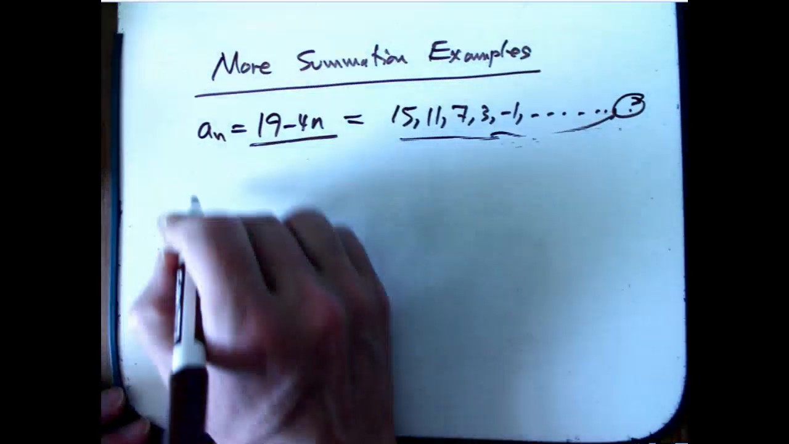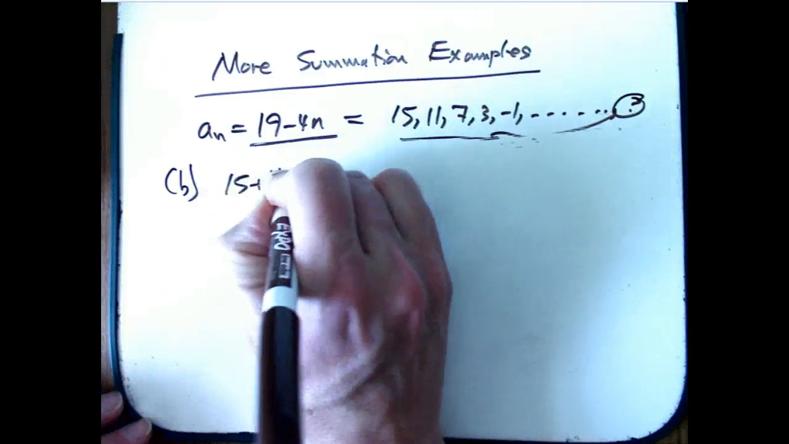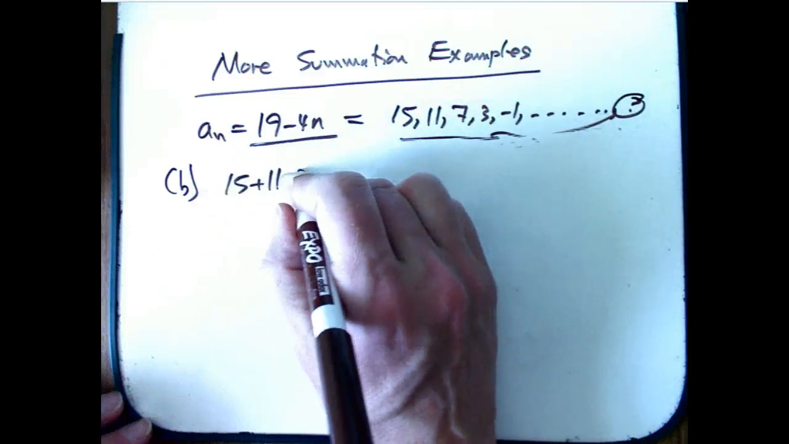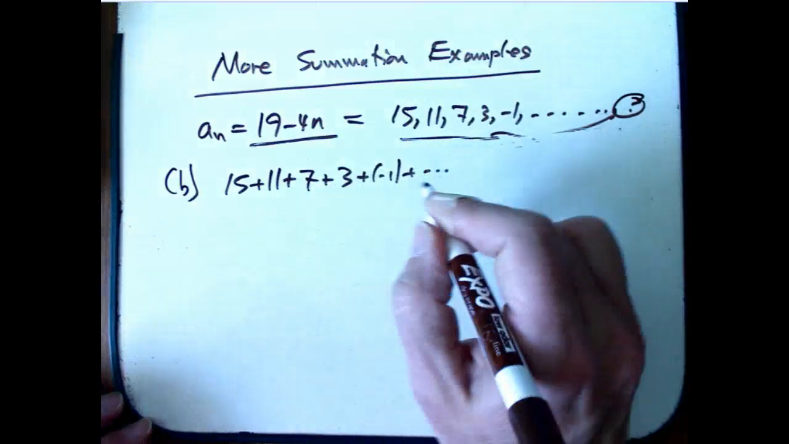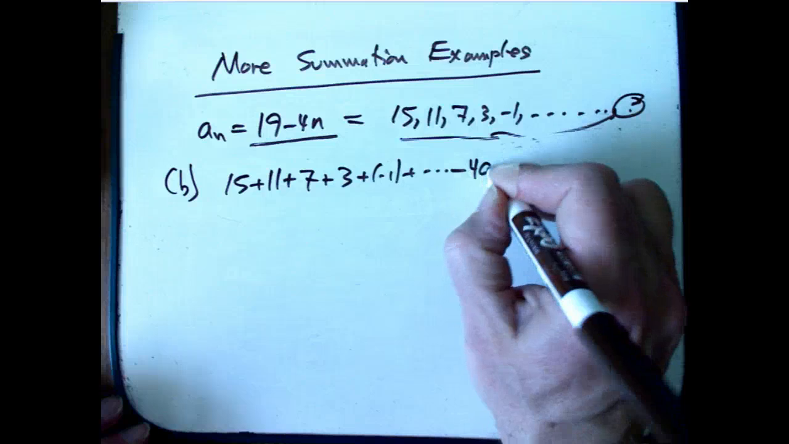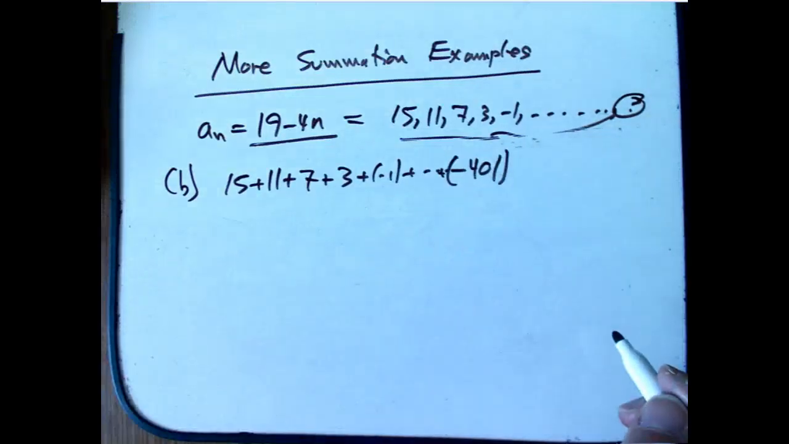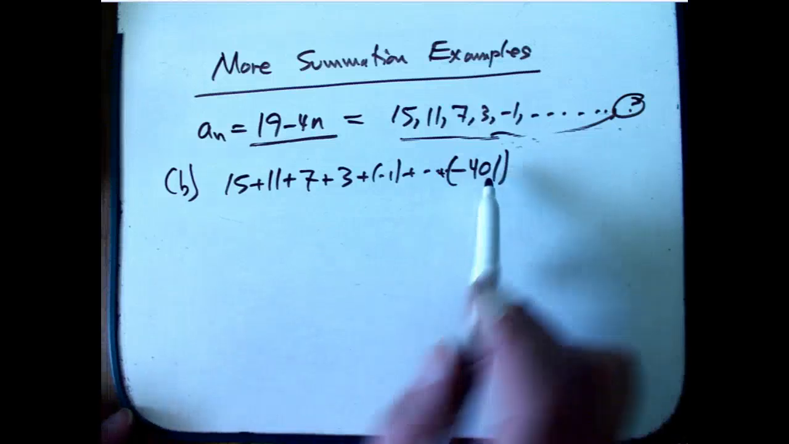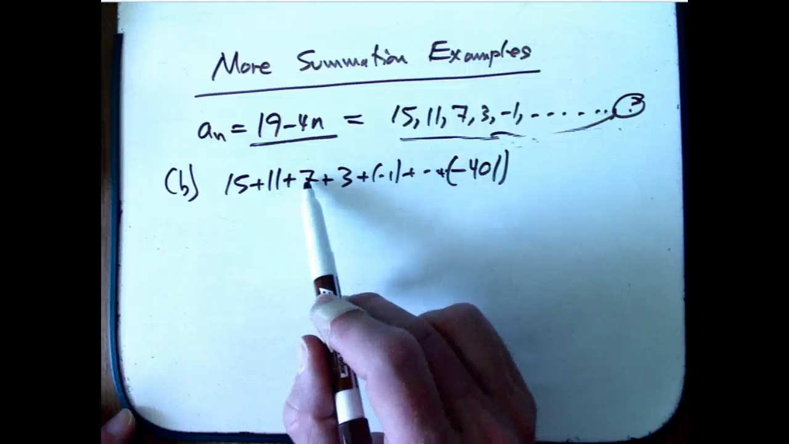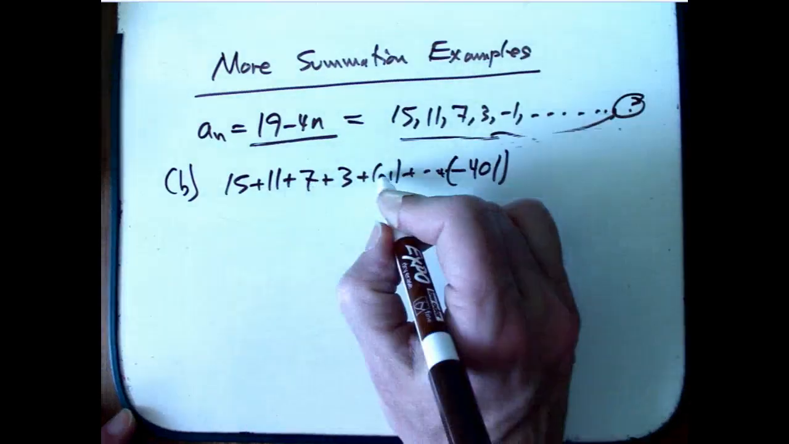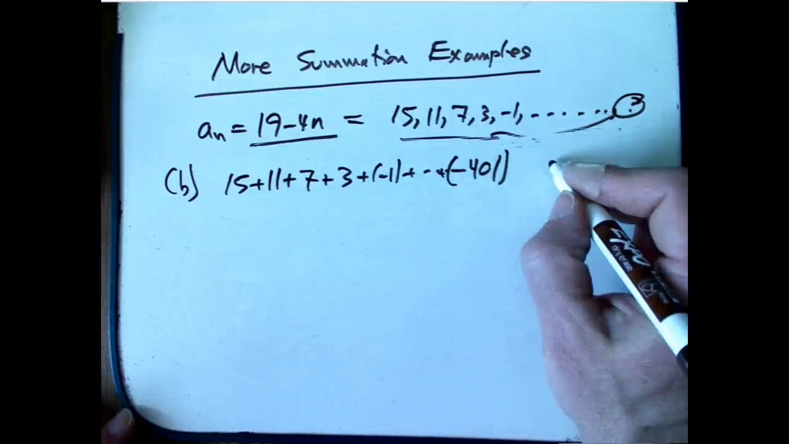Let's do another one with a slightly different way to pose it. Suppose they gave you 15 plus 11 plus 7 plus 3 plus minus 1 plus, and then it ended with a minus 401, or in other words, a plus a negative 401. Well, first, is that really in the same pattern? That's a multiple of 4 minus 1. That's a multiple of 4 minus 1. That's certainly a multiple of 4 minus 1. It's 0 minus 1. That is minus 400 and then minus 1. So it really does seem to check.